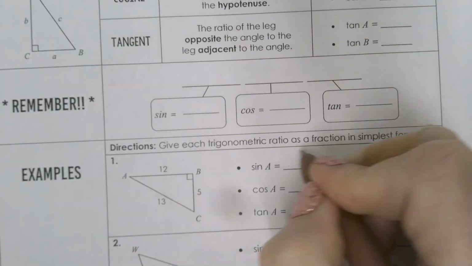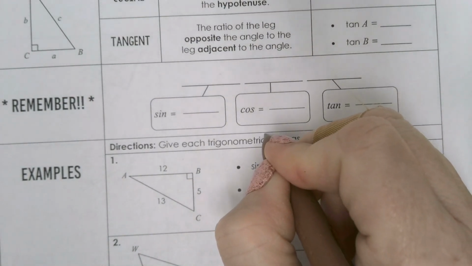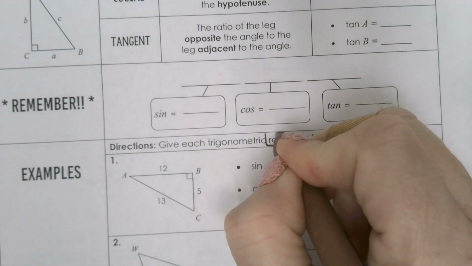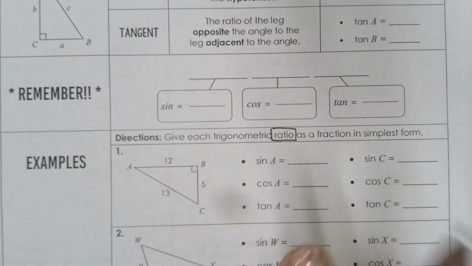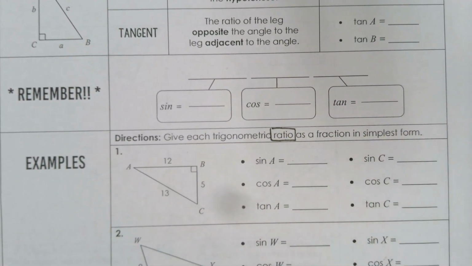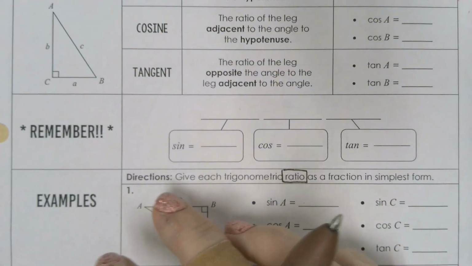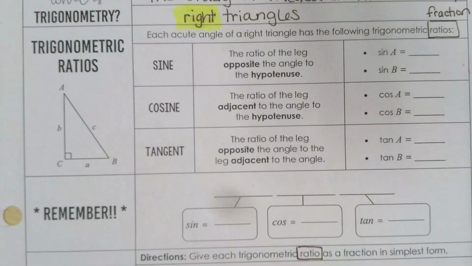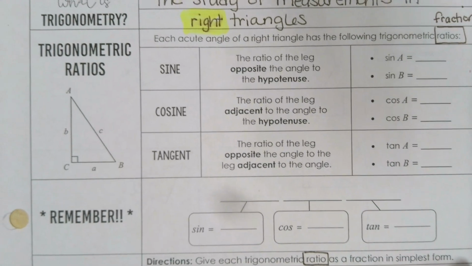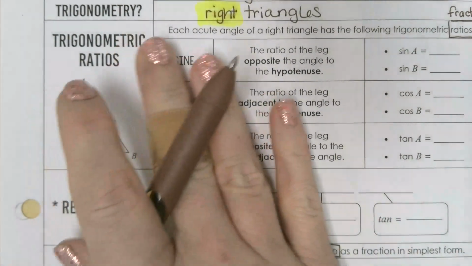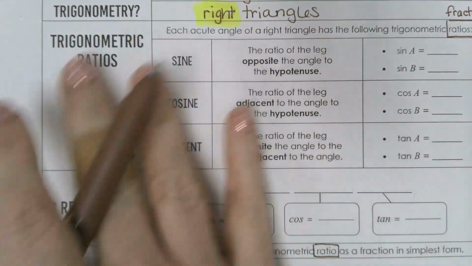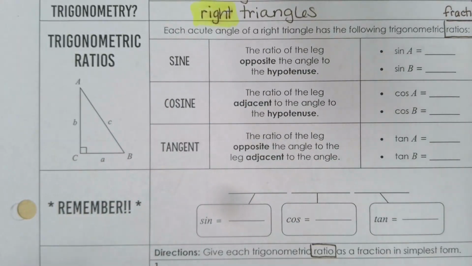So when we get down here and it says find the trig ratio, you need to remember that your answer is just a fraction in simplest form. We've got to keep that straight because students think this is the hardest part of it. It's actually the easiest part of it. We're going to learn what trig is, and what the trig ratios are in a right triangle.